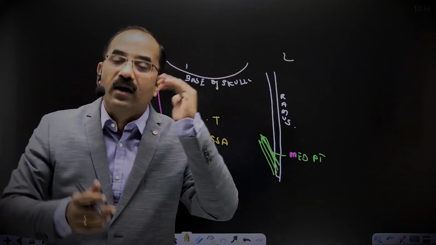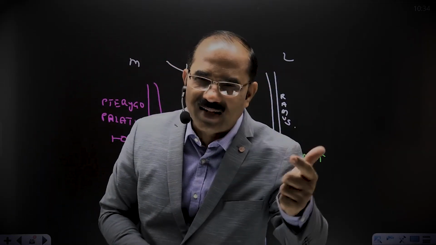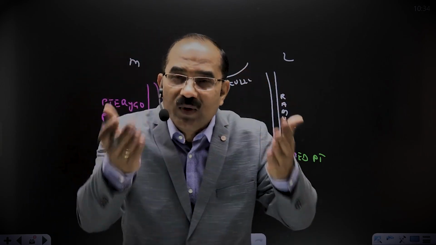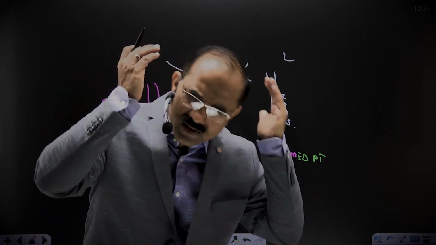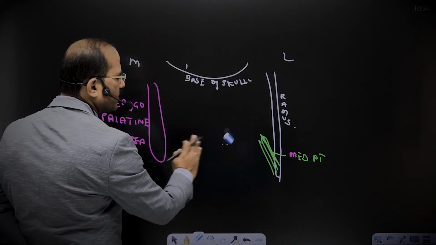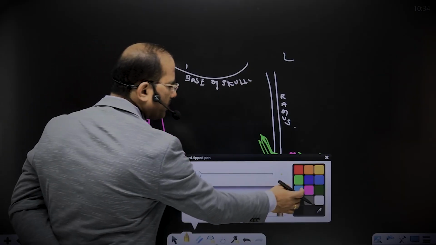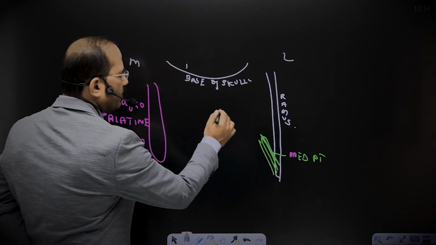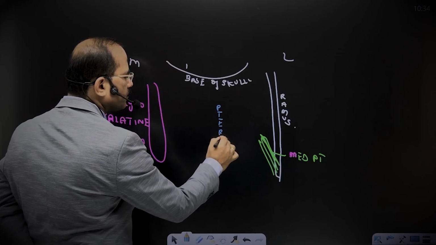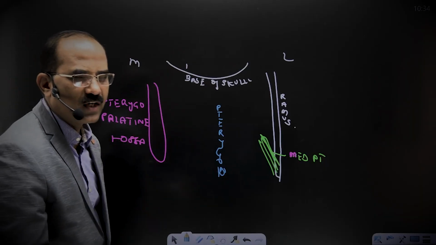Now, which are the other two muscles left? The other two muscles of mastication are the medial pterygoid and the lateral pterygoid. And where are these pterygoids located, students? These pterygoids are located right in the infratemporal fossa, right? So I write this as the pterygoids. This is the pterygoid muscle, the medial and the lateral pterygoid.